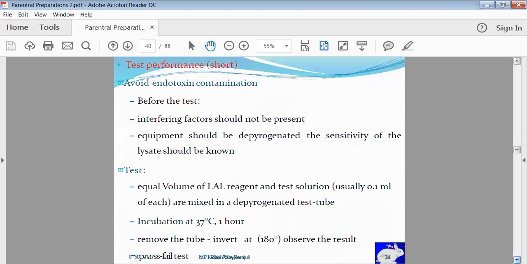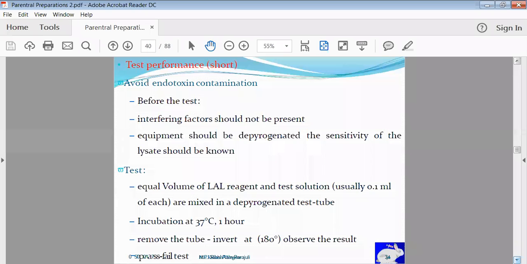So how to conduct this test? Simply, we have to sterilize all the equipment which we are going to use for the test, and in this test we have to take an equal amount of the LAL reagent and the product, for example 0.1 ml. Suppose you have taken the LAL reagent, that enzyme, 0.1 ml, then 0.1 ml of your product also we have to take. So in the one test tube we have to add both ingredients, mix it thoroughly, and keep it for 1 hour at 37 degrees centigrade.